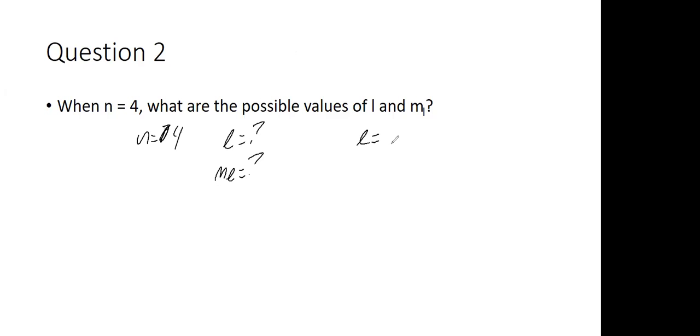And I'll just rewrite the rules in case you're still a little confused. Your L values go all the way from 0 to n minus 1. Your m sub L values go from plus L to minus L. Remember to count 0. And they are all integers.